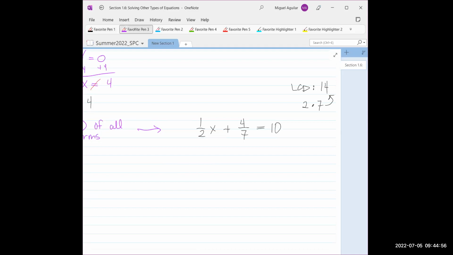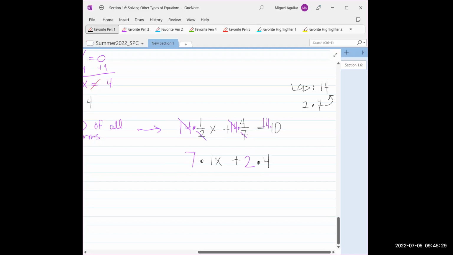Then I would tell you, go back into the problem and multiply 14 here, multiply 14 here, and multiply 14 here. Because in doing that, you could say 14 divided by 2 is 7 times 1x, which is left over. 14 divided by 7 is 2, but we have a 4 left over, so I'm going to multiply that by the 4 that's left over, equals, and then 14 times 10. There's nothing that cancels there, so I'm just going to leave it as 14 times 10.